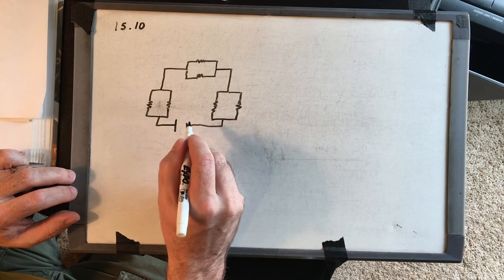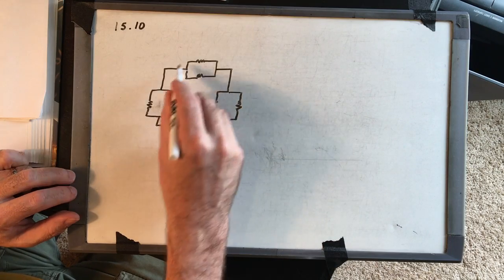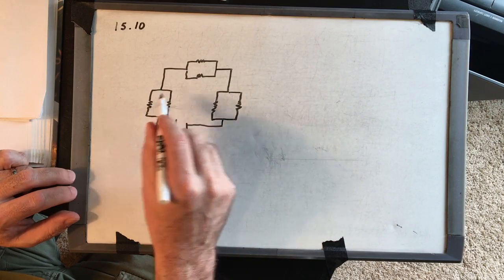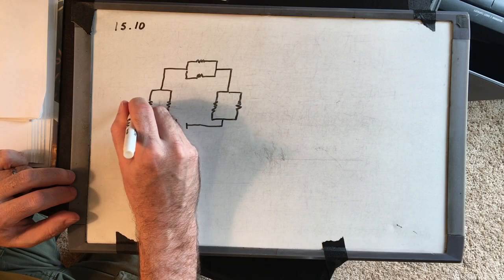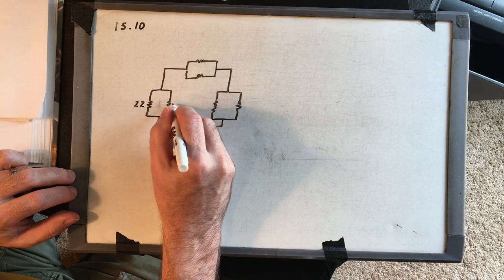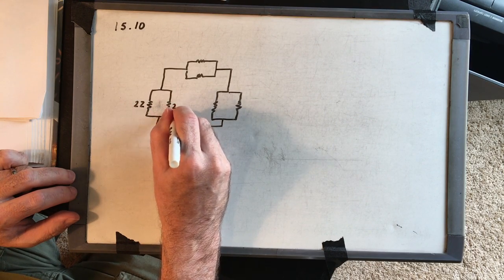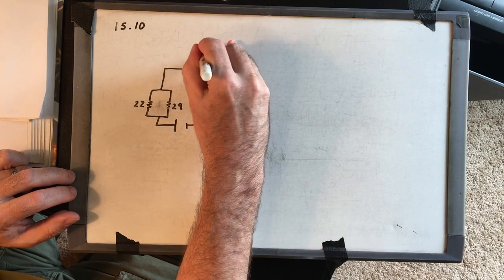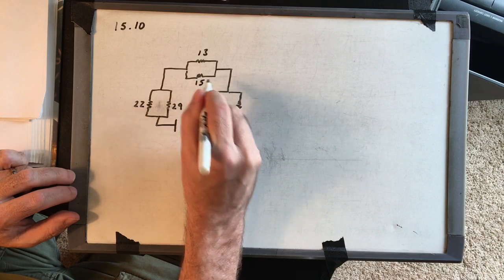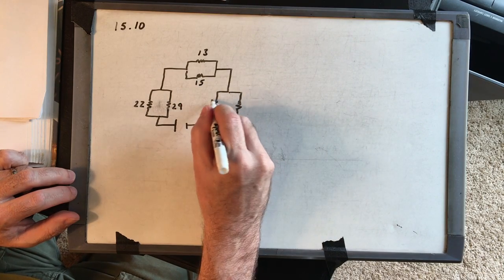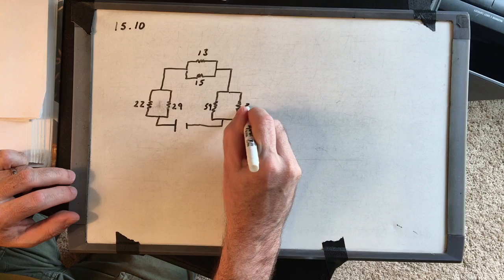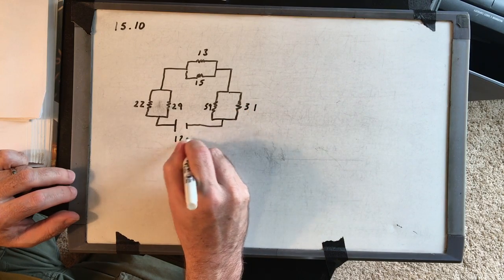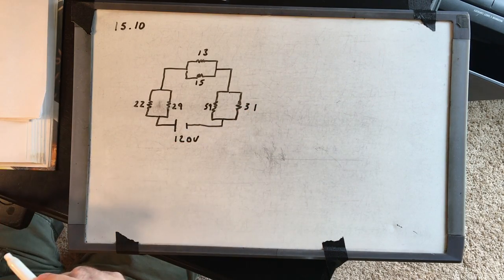Okay. So what we've got is 3 branches that are in series, but in each branch you have parallel resistors. So 22, I'm not going to put the omega for the ohms, 29, let's try to save space here, 13, 15, 39, and 31. This is 120 volts. We want to know the power of that circuit.